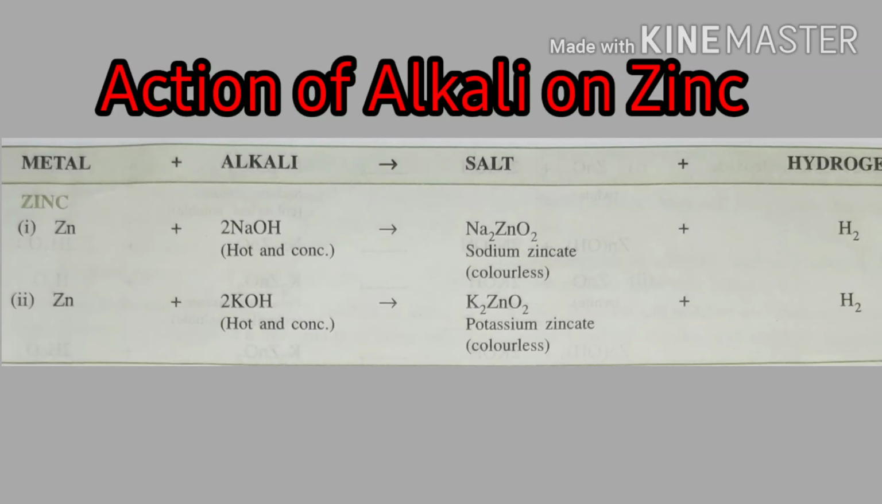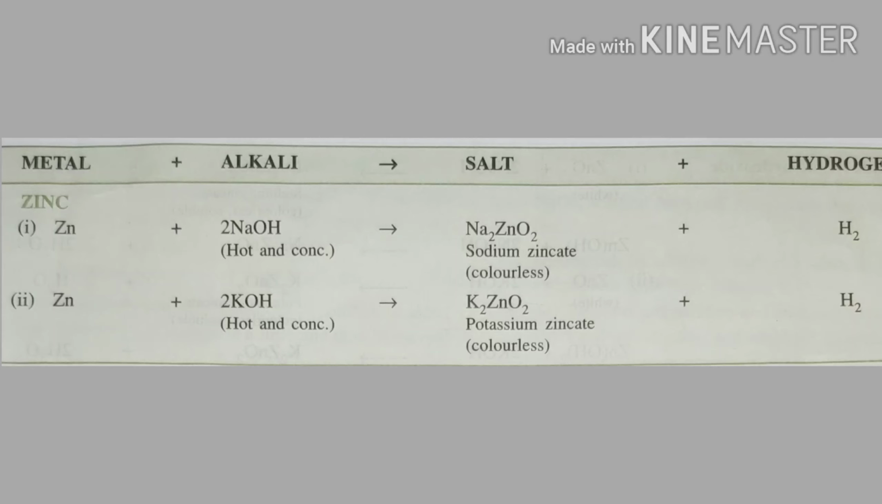Listen, see here, zinc. Always you take sodium hydroxide, hot and concentrated. As we know, zinc is an amphoteric metal, so when it reacts, it produces a salt and hydrogen gas. What salt does it produce? It produces sodium zincate, that is Na2ZnO2. Remember, you will take hot and concentrated sodium hydroxide. When it reacts with zinc metal, it produces sodium zincate, Na2ZnO2, plus hydrogen.